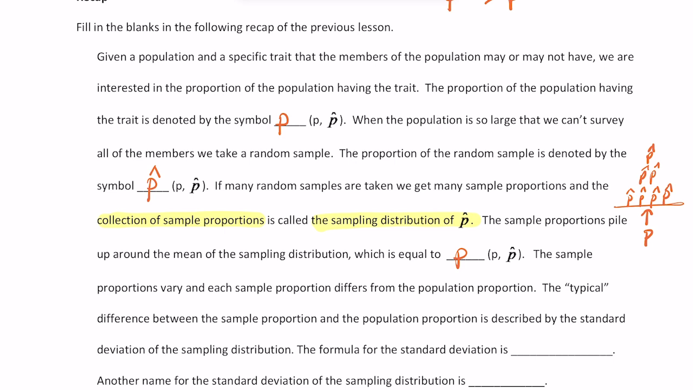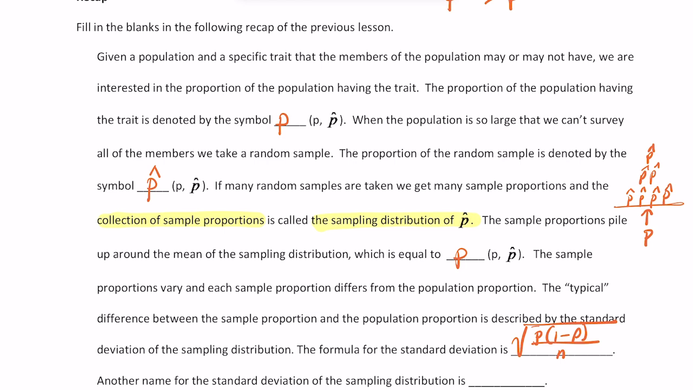The typical difference between the sample proportion and the population proportion is described by the standard deviation of the sampling distribution. The formula for the standard deviation is going to be the square root of P times 1 minus P, divided by n, which is your sample size. And that's the square root of that.